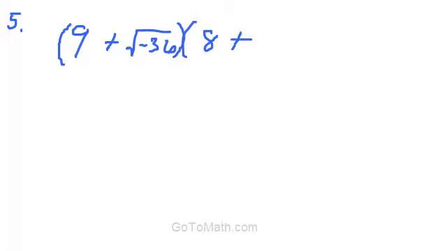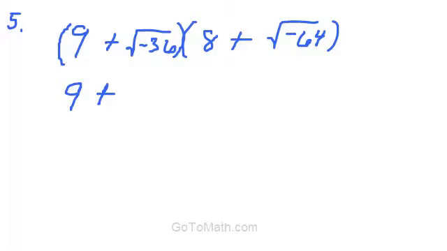9 plus the square root of negative 36, times 8 plus negative the square root of negative 64. So at this point, you should be trying to work these out on your own. I'm going to go ahead and convert these over into the complex number into its standard form. And so we're going to have the a plus bi.